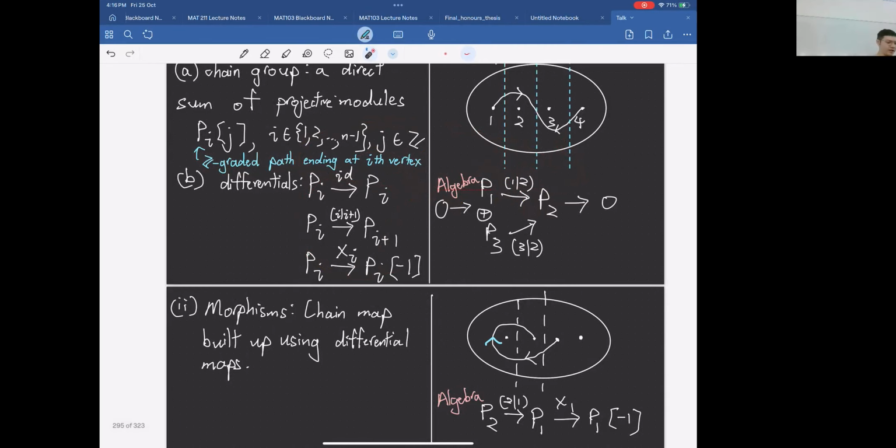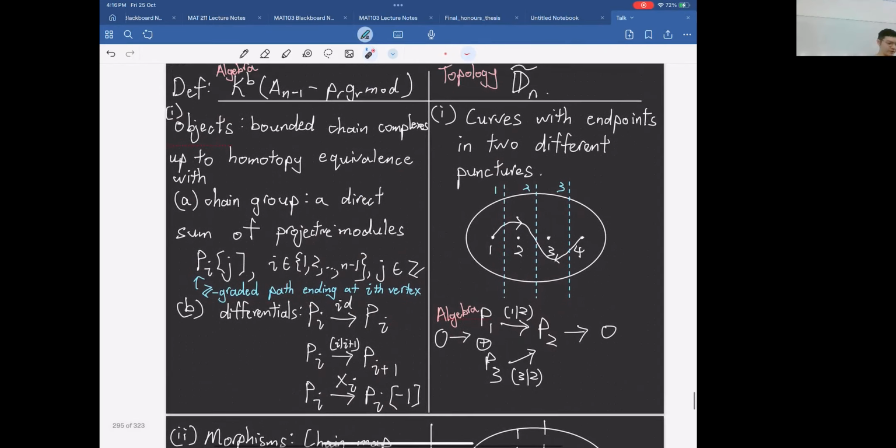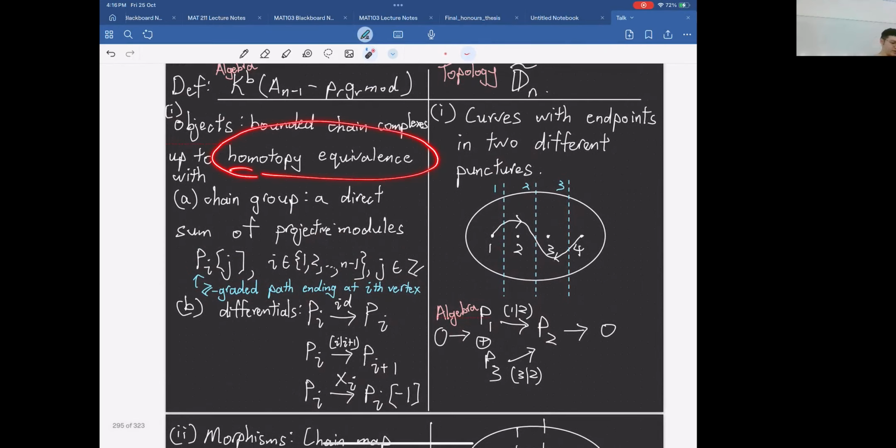Maybe if you are confused, it is because we only consider the chain complexes up to homotopy equivalence. If you have a P_i with identity to P_i, this is homotopy equivalent to the 0 complex, so it will be cancelled out. This is equivalent to the 0 complex, because we only consider chain complexes up to homotopy equivalence.